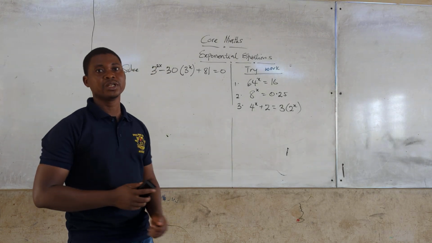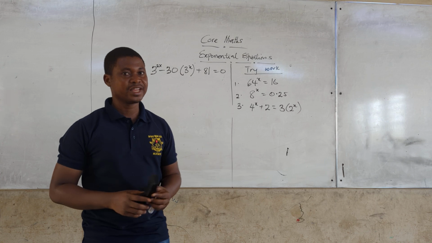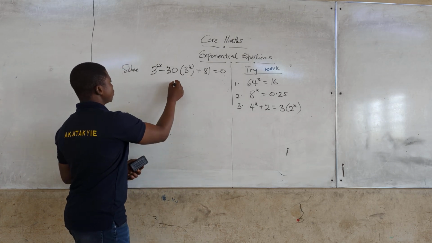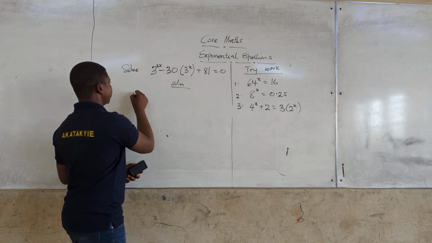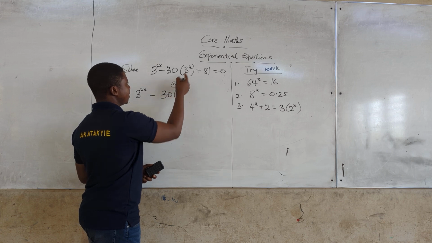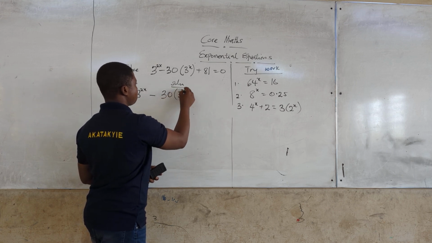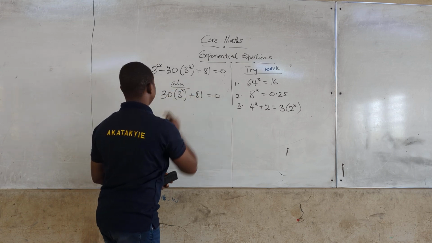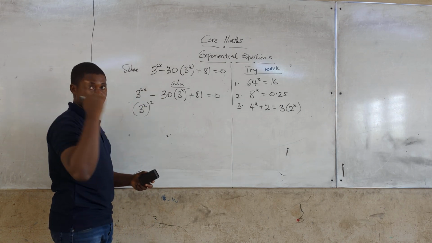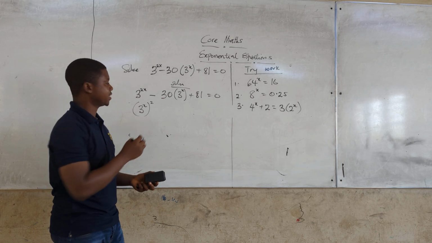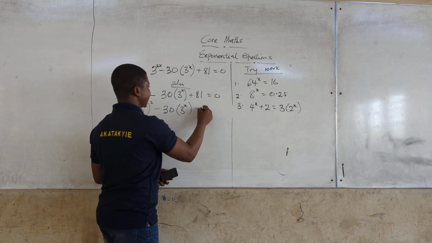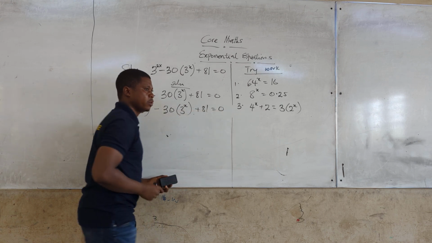So let's look at it. We'll solve only this question, then we'll close for the day. Now, when you look at this, we can solve this one by looking at 3 to the power 2x minus 30, that's the question. Then we have 3 to the power x plus 81 equal to 0. But this one can be written as 3 to the power x squared, from the rules of indices, minus 30, 3 to the power x plus 81 equal to 0.